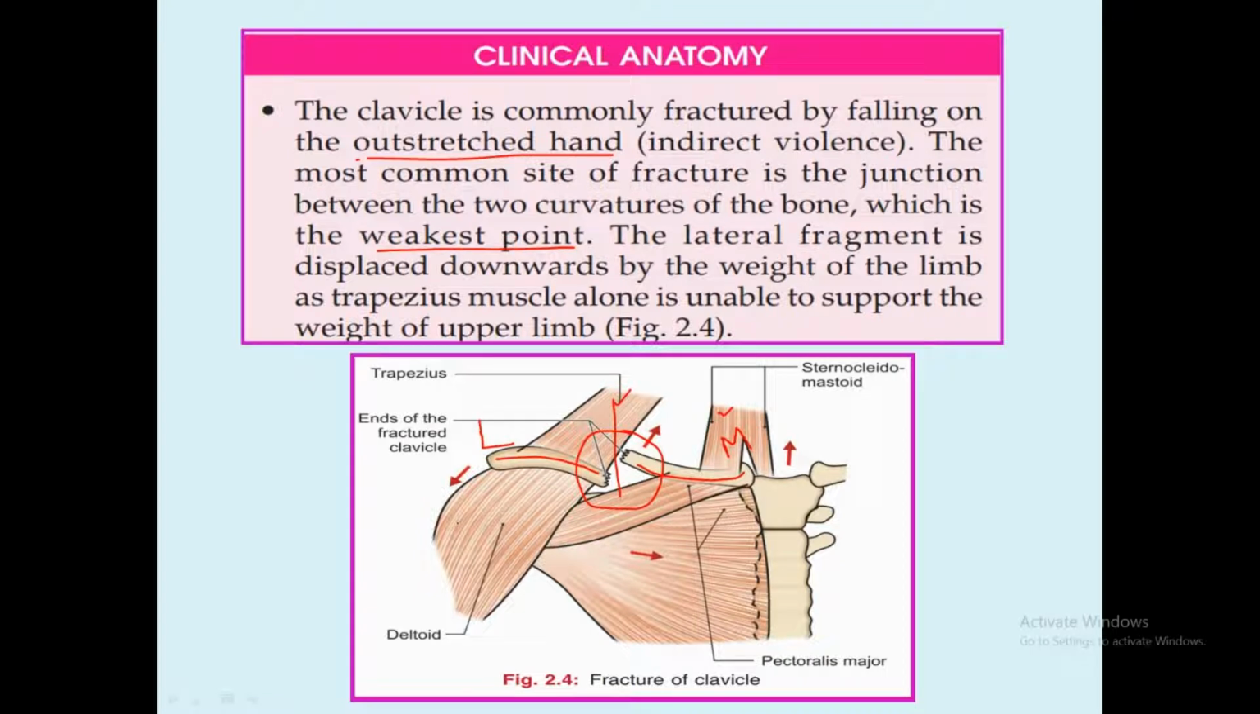So in clinical anatomy, we have to know 3 points. If we are clear about these 3 important points, then the clinical anatomy of the clavicle is clear. The first important point is that the lateral fragment is displaced downwards by the weight of the limb, as the trapezius muscle is unable to support the weight of the upper limb.